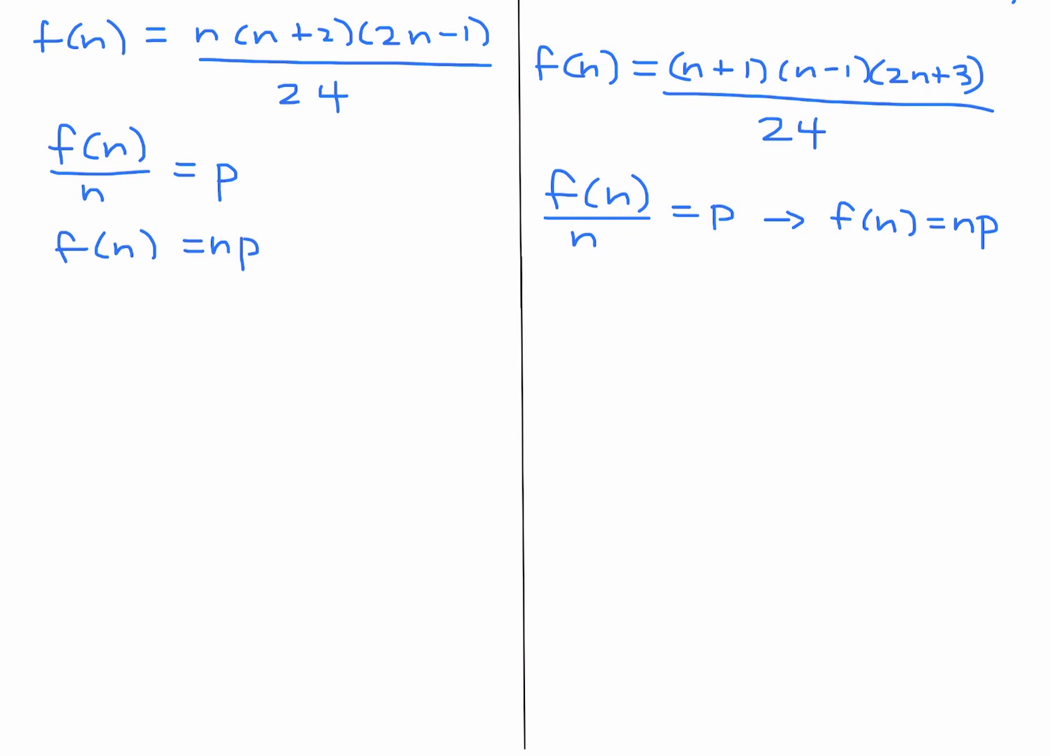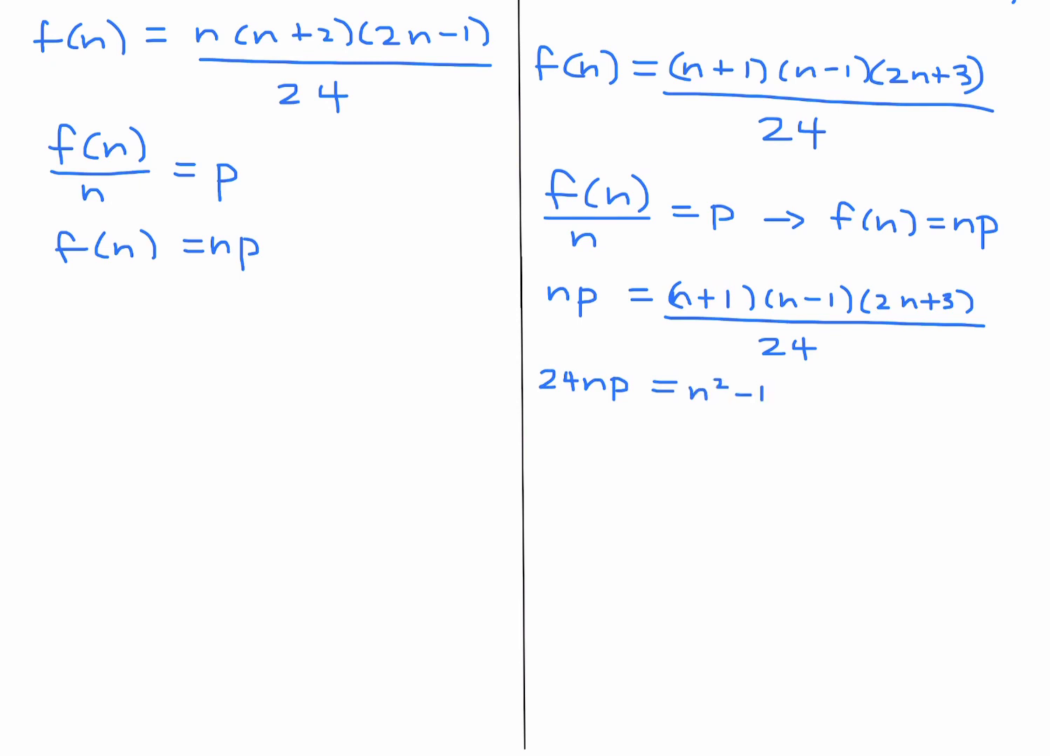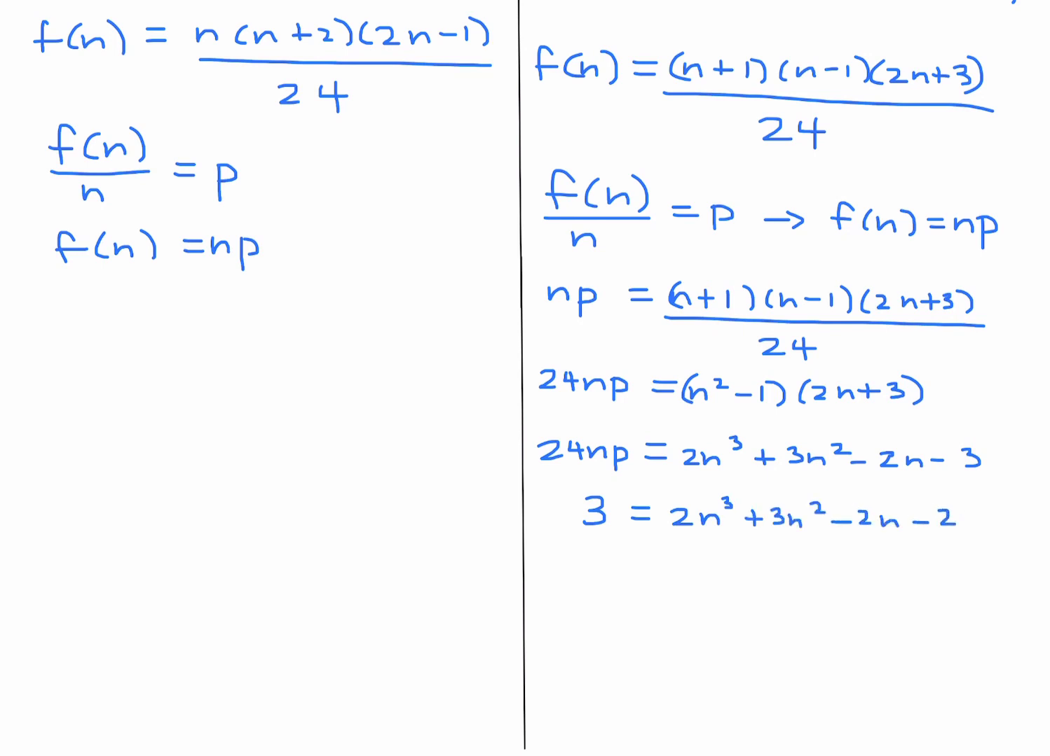So first, let's concentrate on this one right here. I think that's going to be a little bit simpler. So if f at n is equal to np, I put that in here. np is equal to n plus 1 times n minus 1 times 2n plus 3 all over 24. So I can cross multiply, and I get 24np, and then expand this, n squared minus 1 times 2n plus 3. And then keep expanding, and this will give me 2n to the power of 3 plus 3n squared minus 2n minus 3 is 24np. And then let's put the 3 on one side, and this just becomes 2n to the power of 3 plus 3n squared minus 2n minus 24np.